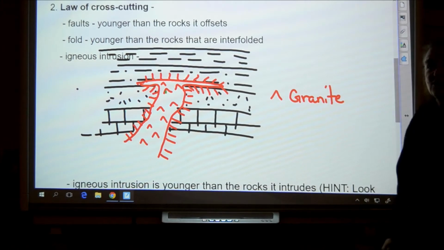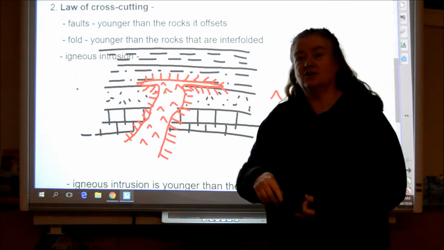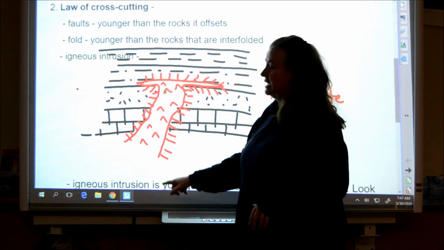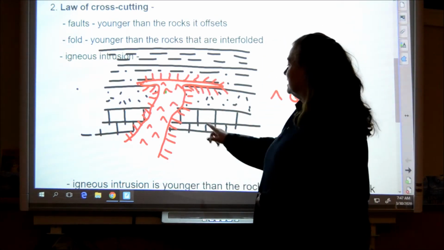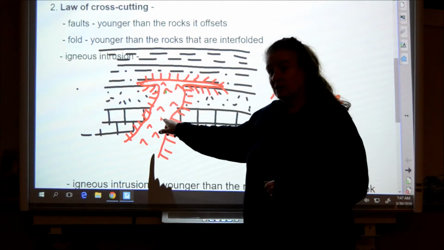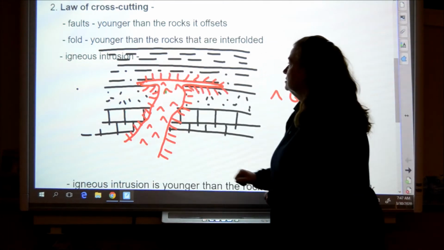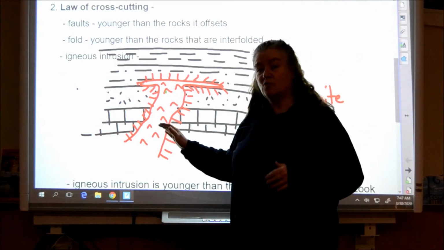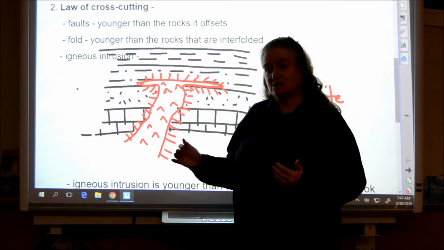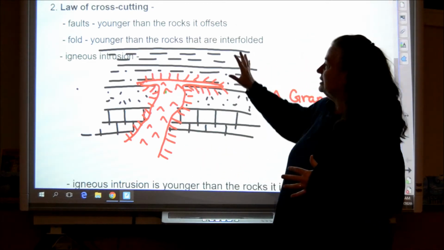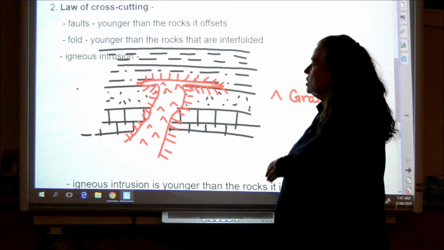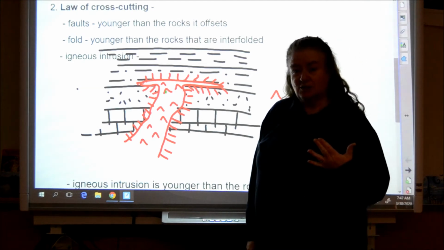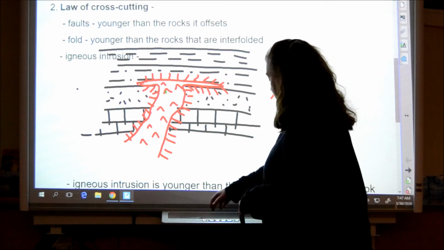Next one, law of cross-cutting states that if you have an igneous intrusion that cuts through my sedimentary rocks, that has to be younger than the rocks it intrudes. Same thing as if I had a fault. The fault would be younger than the rocks it offsets. So let's try to put these in order, 1 being the oldest, and my highest number being the youngest.